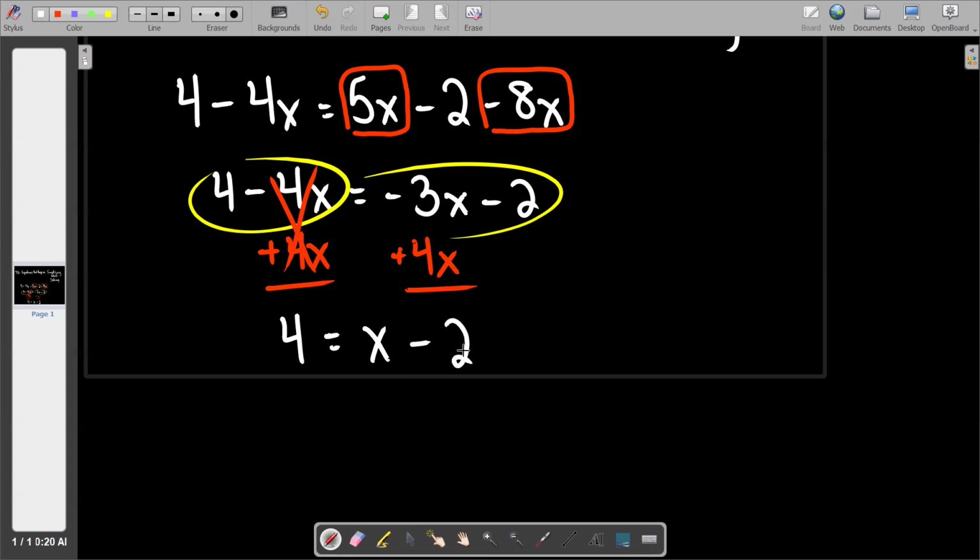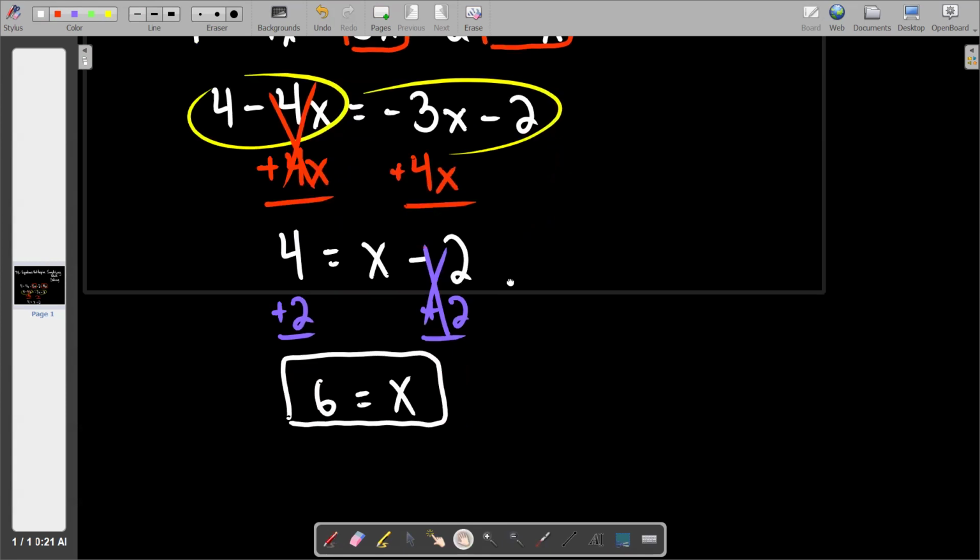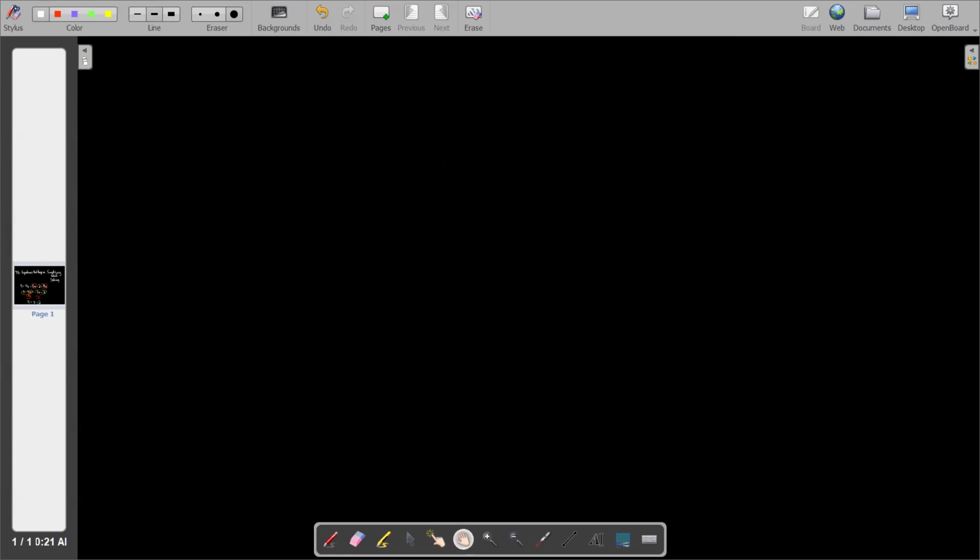Minus 2. What's the last step? Add 2, because we're trying to get rid of a -2. Bring down the x, bring down the equals, 4 + 2. Done. Got it? Any questions on that? Next one.